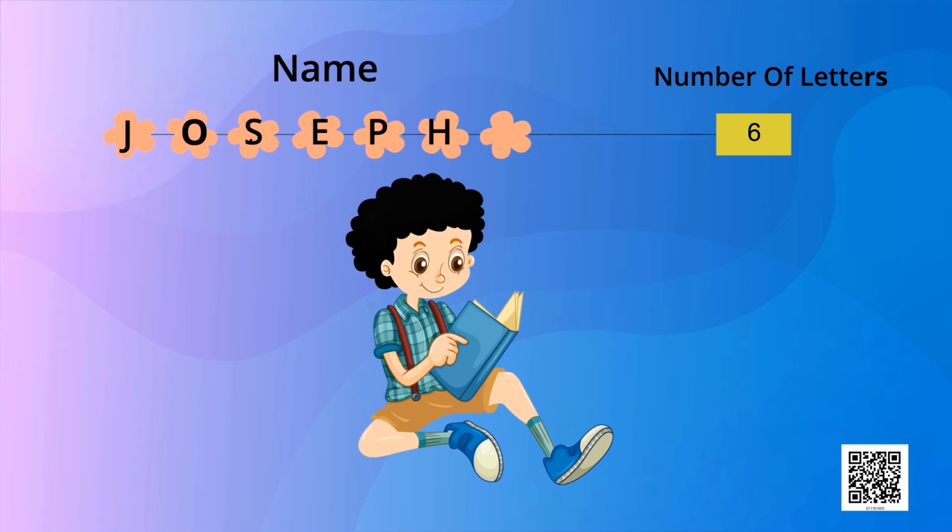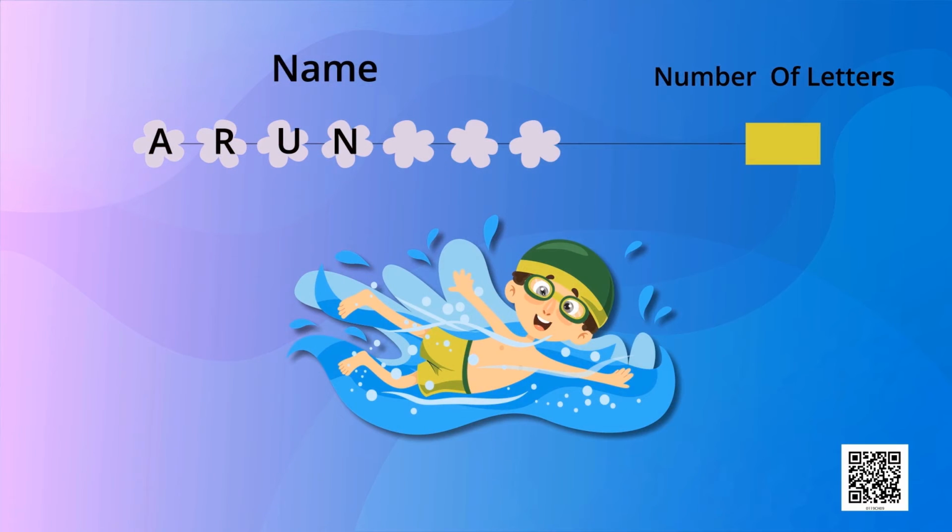Okay, dear children, look at this. Meet Arun. Dear children, Arun is a very good swimmer. He has won a lot of prizes in swimming. Let's see how many letters occur in his name. Arun, A-R-U-N. How many letters? Correct, 4 letters. Let's write down 4 here.